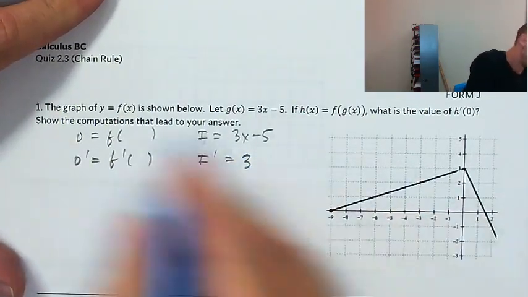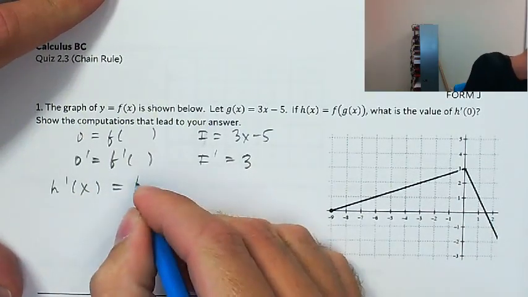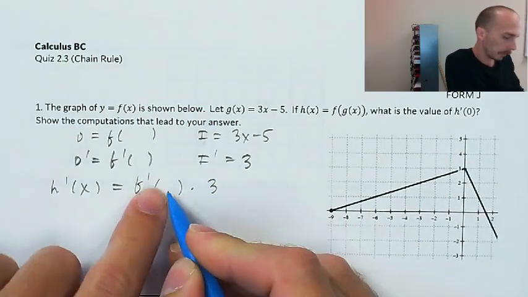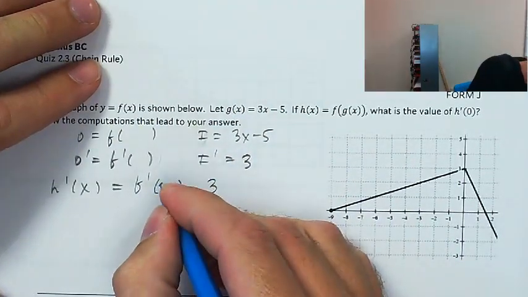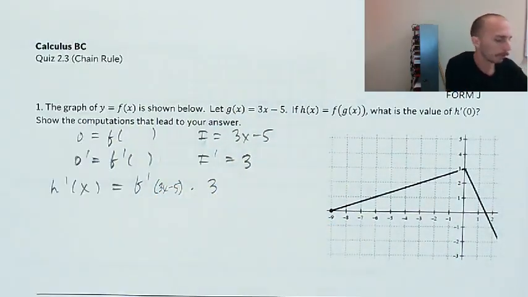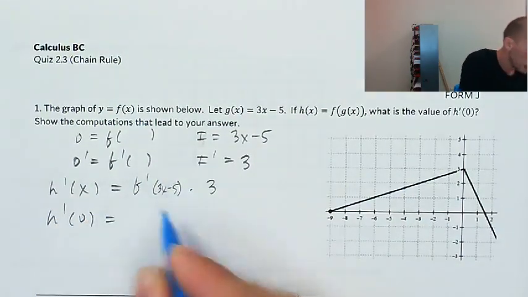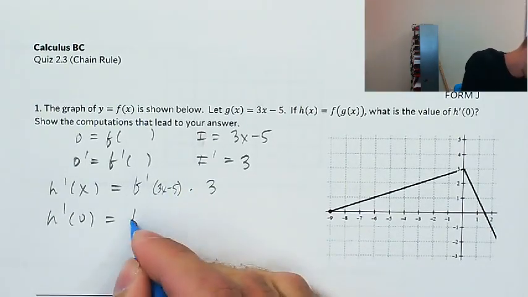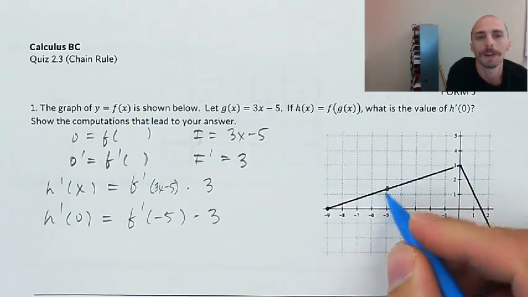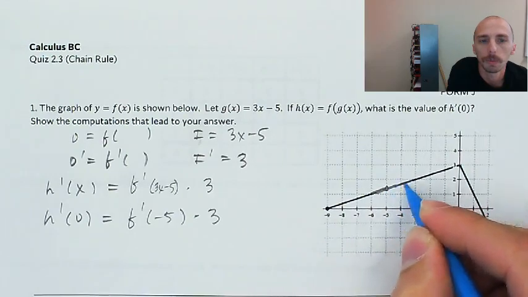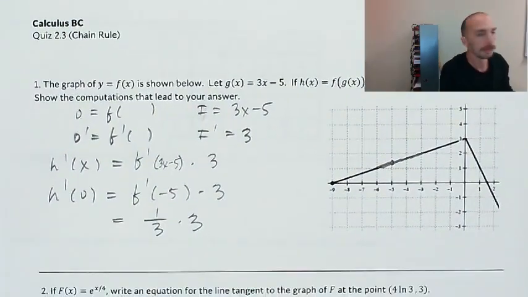Okay. And so h prime of x is going to be outside prime multiplied by inside prime. What goes on the inside of these parentheses is the same that went on the inside originally. That's g of x, and I might even say 3x minus 5, because we've got a formula for g. And then from there, I'm going to say h prime of 0 equals f prime of 0 minus 5 multiplied by 3. I can go over here to negative 5 and find the slope of this line. That's going to be 1/3, it looks like. Okay, and then I'll be happy with that.